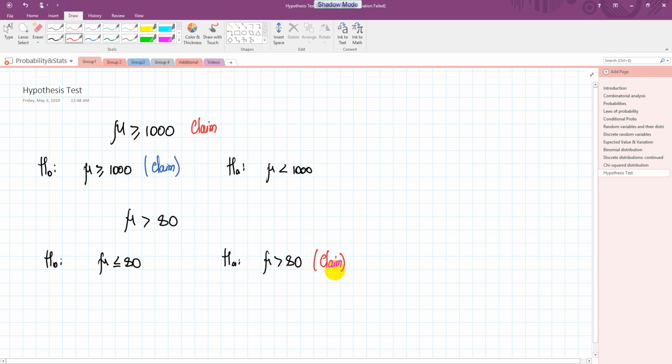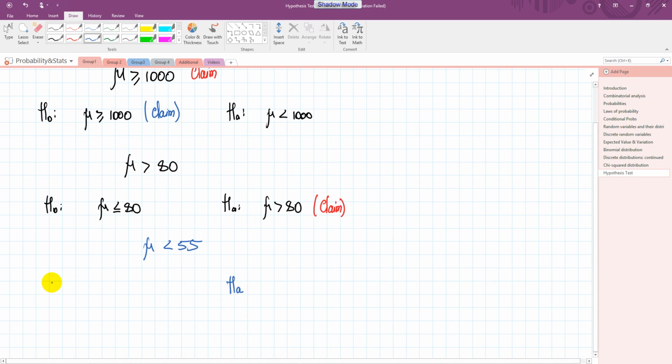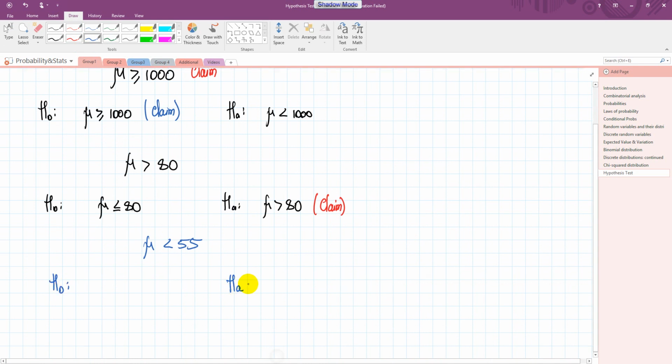So the next example, mu is more than 80. It doesn't have the equality sign, right? It is going to be the alternative hypothesis. And the null hypothesis is going to be its complement, okay? For example, if I say that, hey, the average score after the midterm for this group is less than 55, okay? So what is going to be the alternative hypothesis and what is going to be the null hypothesis?